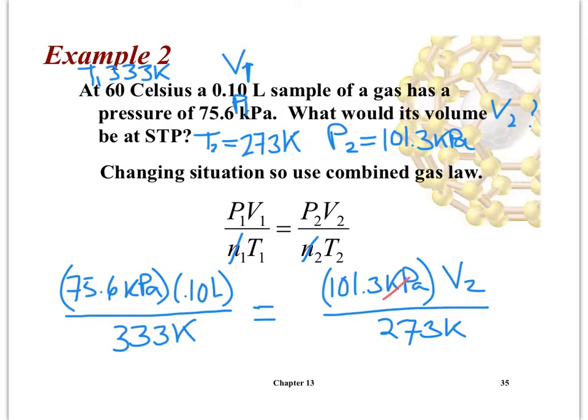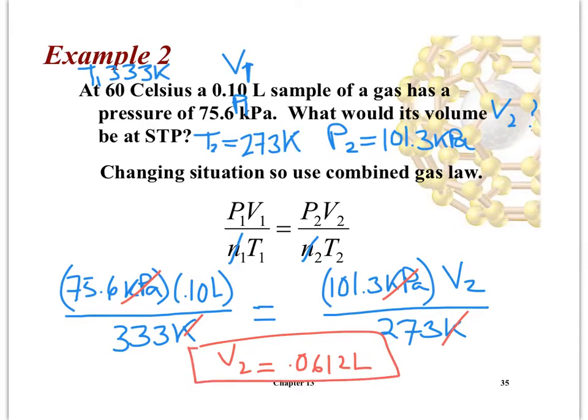So kPa cancels with the kPa, the Kelvin cancels with the Kelvin, and you end up with your volume in liters. My volume, my V2, ends up to be 0.0612 liters, and that's my answer.